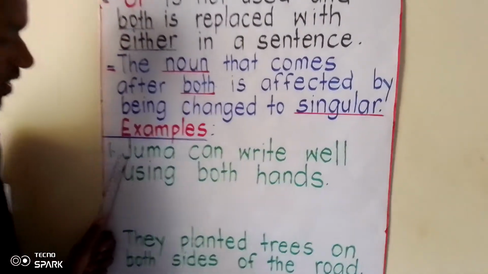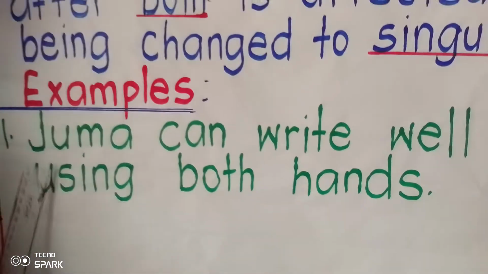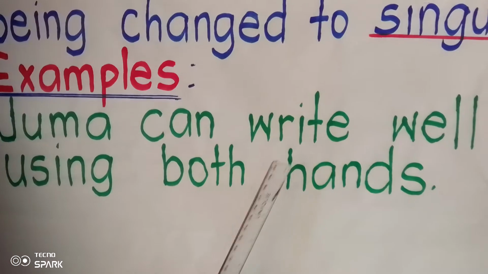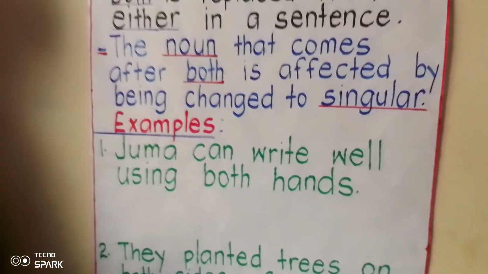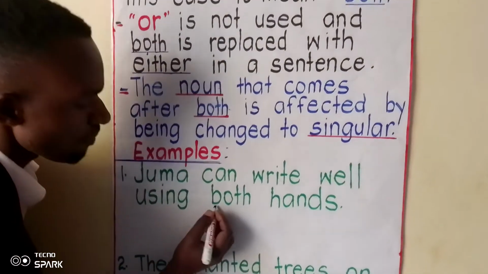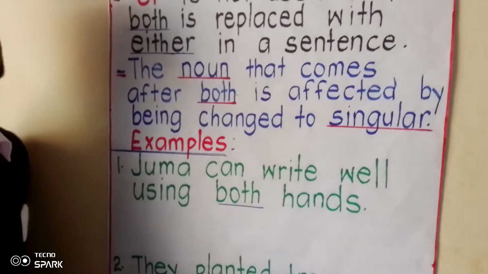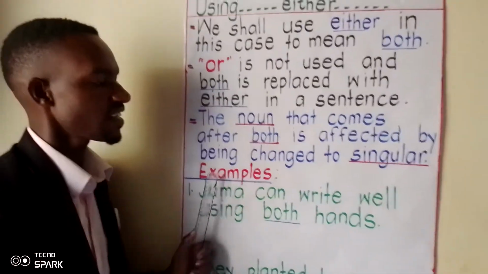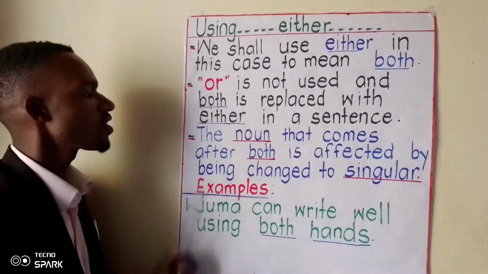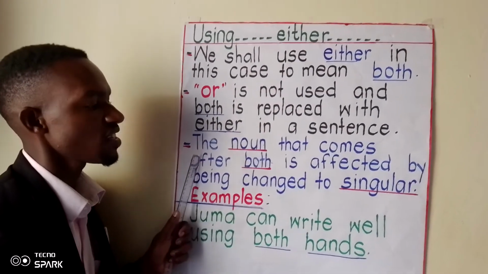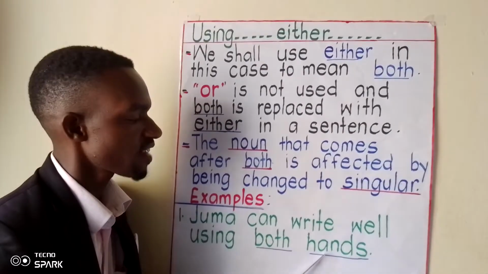Example 1. Juma can write well using both hands. In this example, we have got our structure both. And you can help me to identify the noun. And the noun in this case is hands. When you remember our instruction 3, you will see that hands is in plural form. And this is our noun.